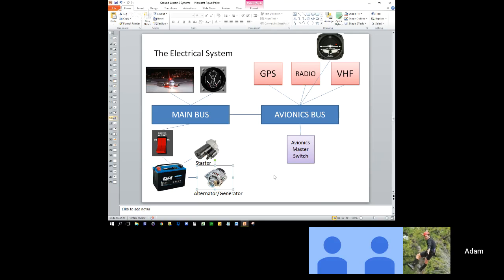If you're an instrument-rated pilot flying in instrument conditions, your electrical system is most likely going to be running all of your navigation equipment. So if your alternator fails, you essentially have 20 minutes to get your aircraft on the ground utilizing that navigation equipment while it's still running.